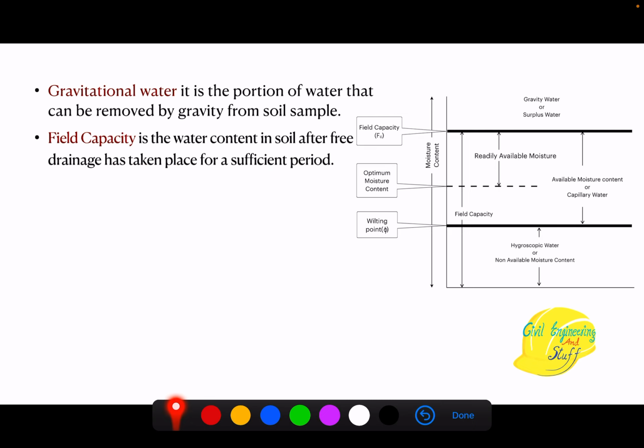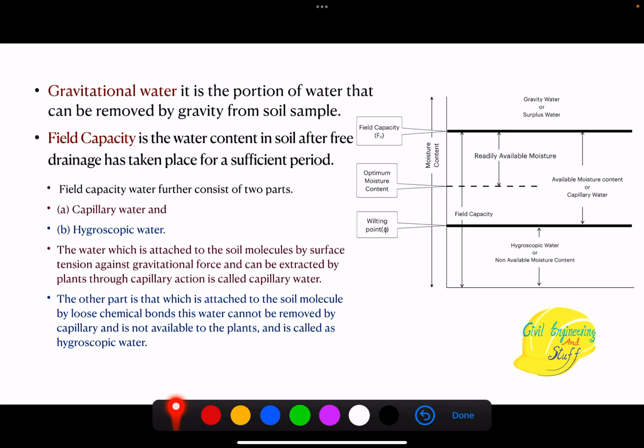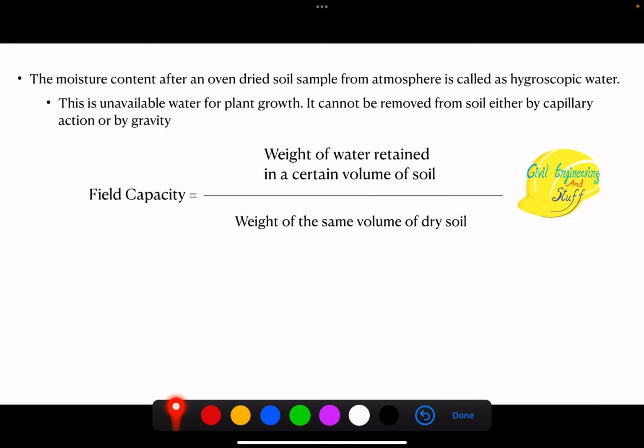So like we discussed, field capacity is the combination of available moisture content and hygroscopic water, or the overall moisture content minus the gravity water, right? So this field capacity is made with the combination of these two. So the field capacity can be described as the ratio of weight of water retained in a certain volume of soil divided by the weight of same volume of dry soil.